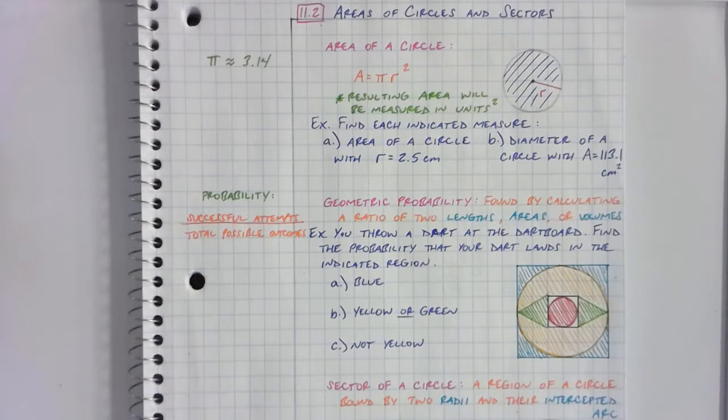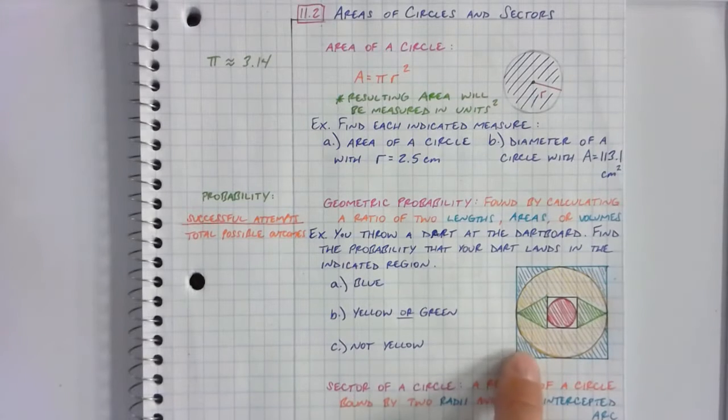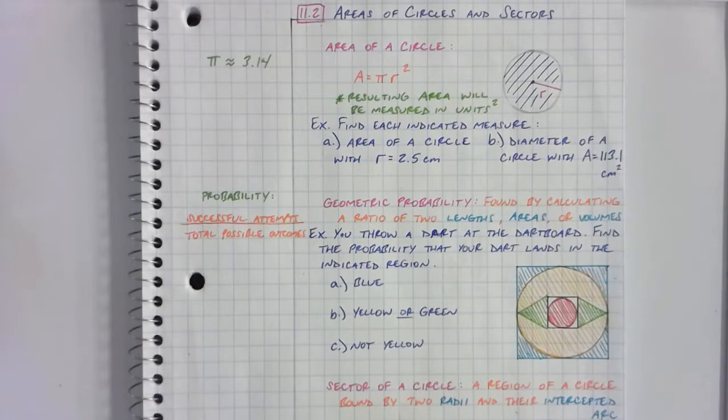Let me break down this question, and we'll just look at question A right now. I'll talk about the differences for B and C because some of the language there is a little different. It says that we throw a dart at this given dartboard. It's not a regular looking dartboard. It's a crazy looking thing right here. And our job is to find the probability that our dart lands in an indicated region.